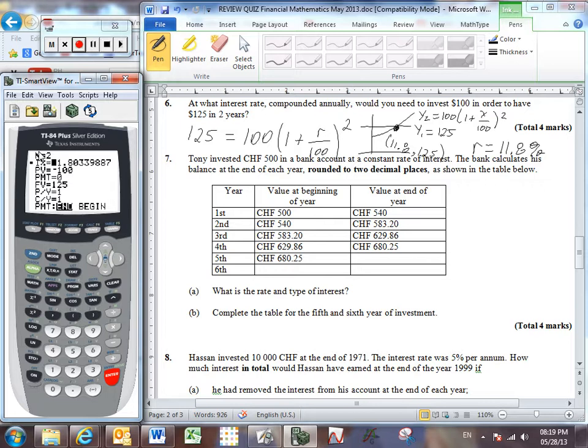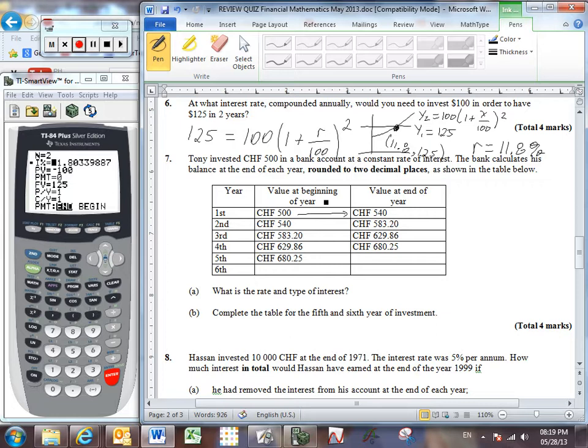Now I'll notice that this one is going up from 500 to 540, an increase of 40. From 540 to 583.20, I can see that I had an increase of 43.20. Because the increase is not the same each time, it's definitely not an arithmetic sequence, it's probably going to be a geometric sequence. That's an easy thing to test for. So we'll look at the ratios.